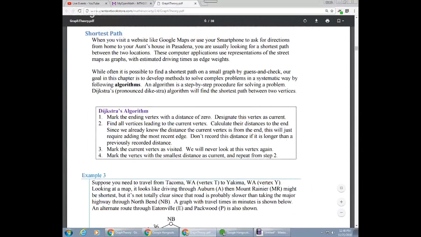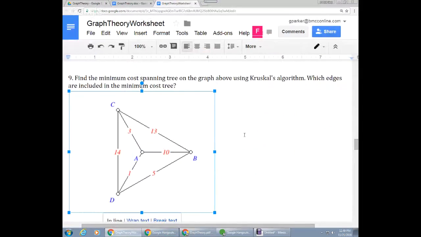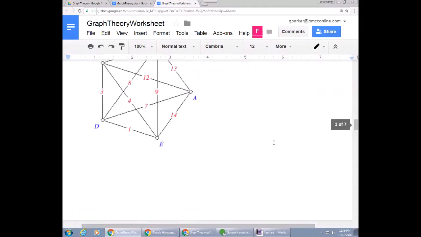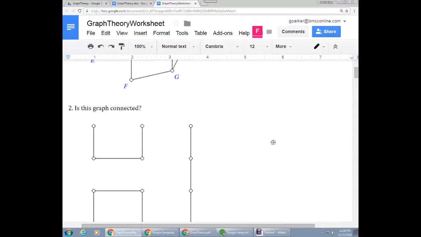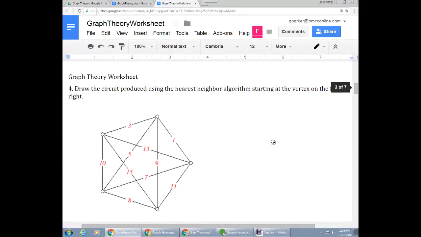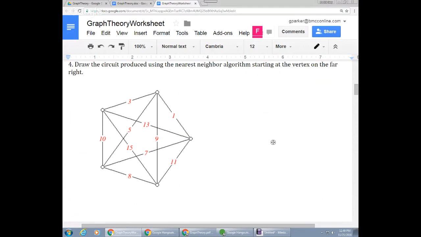Let's see, what else did I want to look at today? We'll do one more, and that'll be good. We went over an Euler circuit. Let's see, what do we have on the worksheet to look at? All right. So 9 actually asked a different question, I just wanted to use its graph. So we did 1, we did 2, we did 3. Okay, draw the circuit produced using the nearest neighbor algorithm. Okay, let's take a look at the nearest neighbor algorithm.